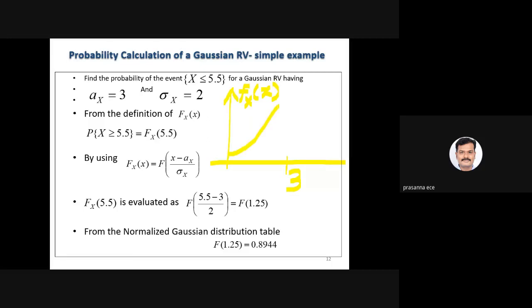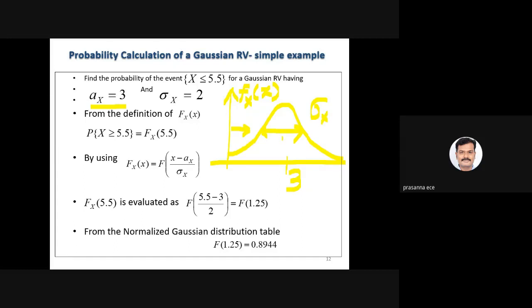For now we'll just say that. Usually the curve is lying at the origin. Now it has moved from the origin to the point 3 because of a_X equal to 3. Sigma_X equal to 2 represents the spread of the curve, so how broad it is is decided by sigma_X.